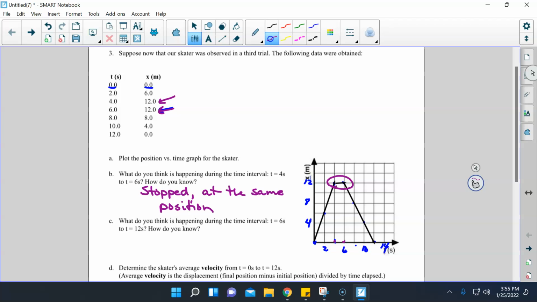Okay? So what do you think is happening between the interval of 6 seconds to 12 seconds? 6 seconds to 12 seconds is going to be from here to here, right? Because here's 6 and there's 12. It looks like if this is my origin right here, didn't I move back to the origin? So I moved back to the origin.